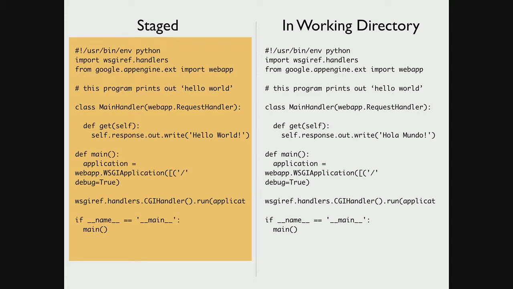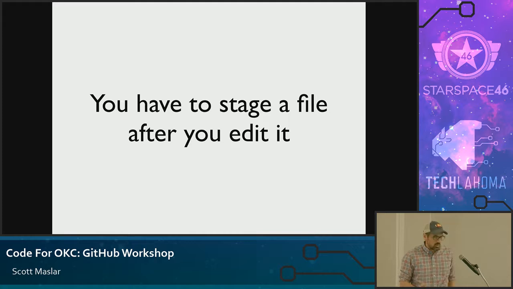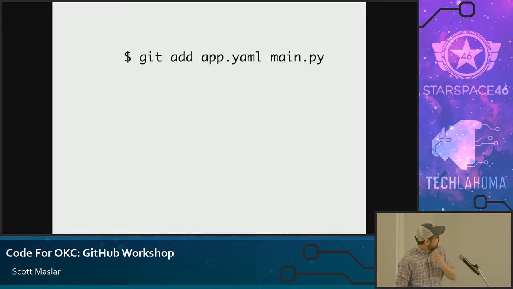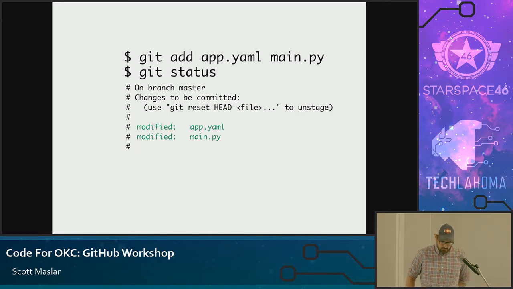So on this left side is staged, on the right side is not. You have to stage a file after you edit it. This is the part that confused me. After you edit it, right? So if we add both of them now, we'll see git add app.yaml, git add main.py, git status, and we'll see that both of those files are now staged. They're both on the index.